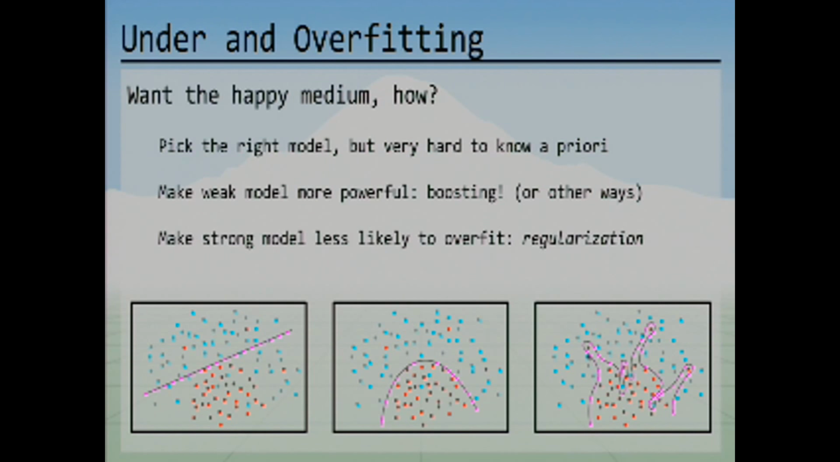There are also ways of taking strong models and making them less likely to overfit, or making them less powerful. And this is called regularization.